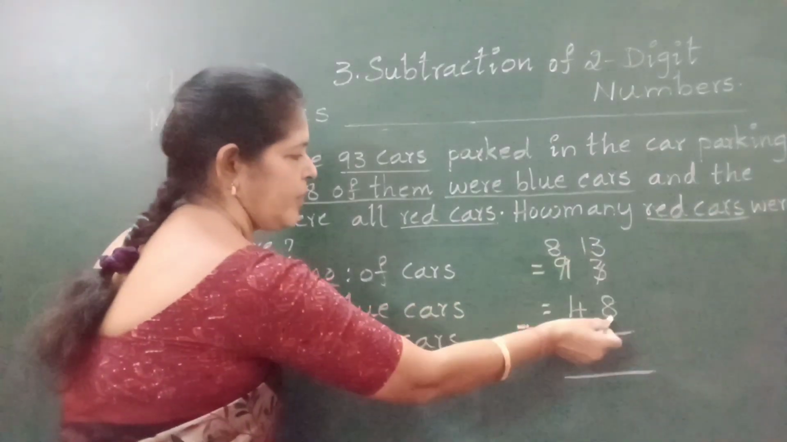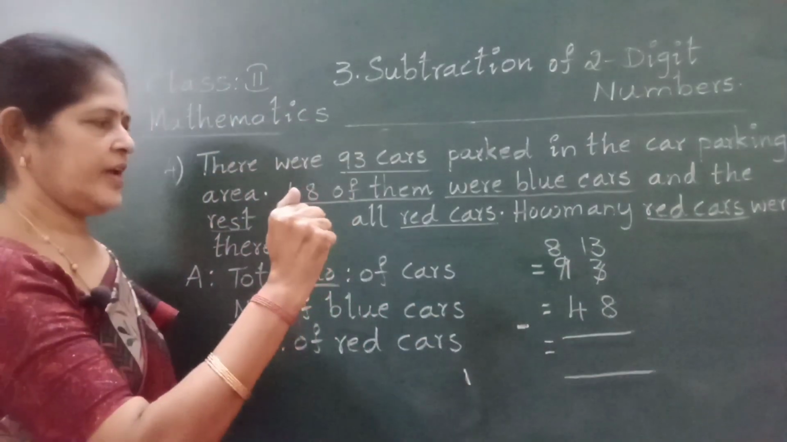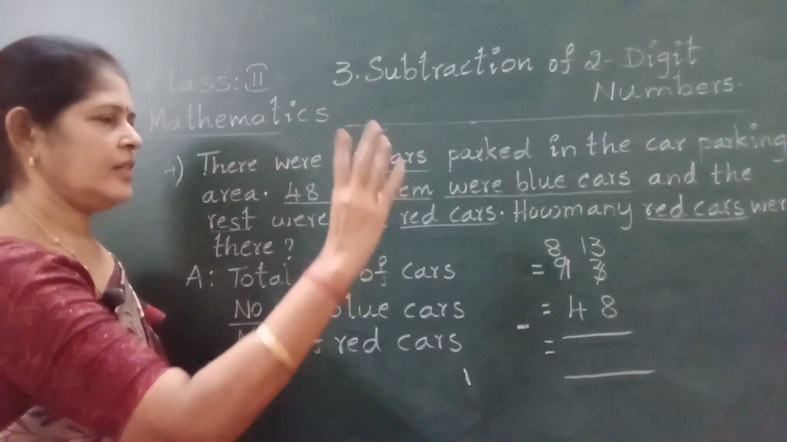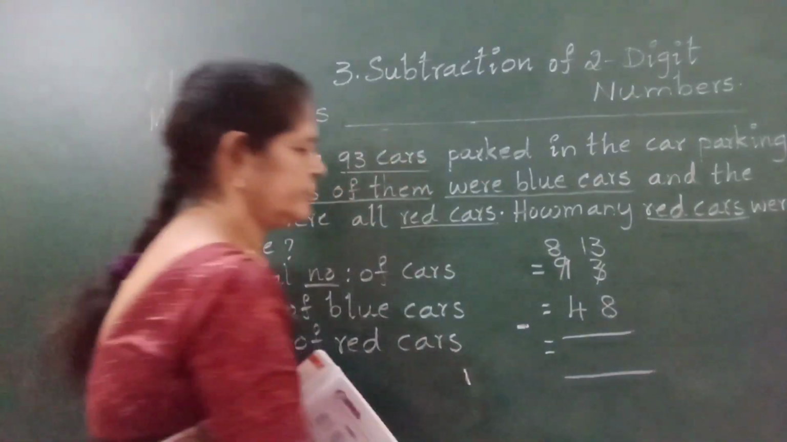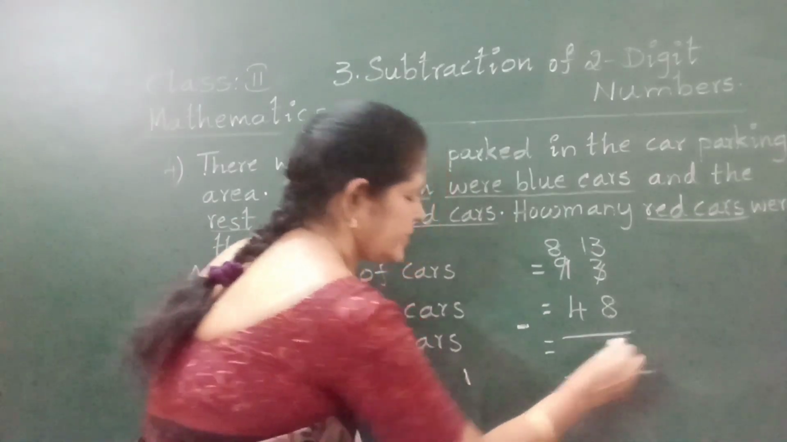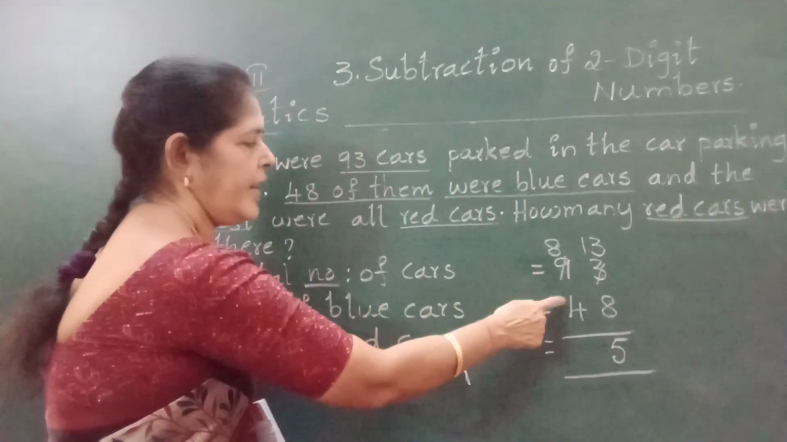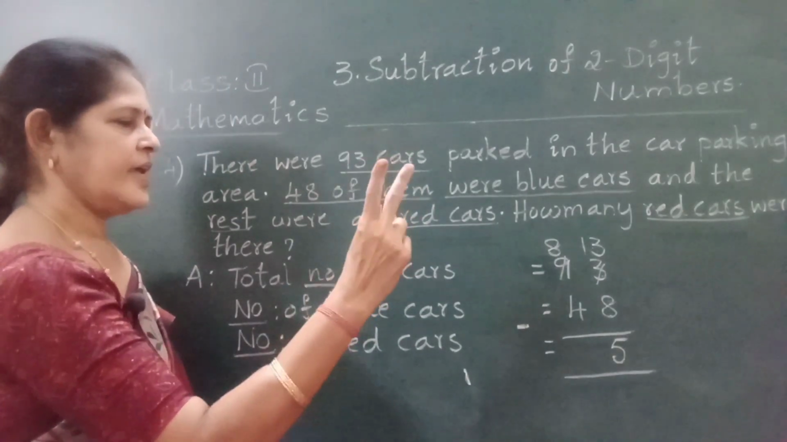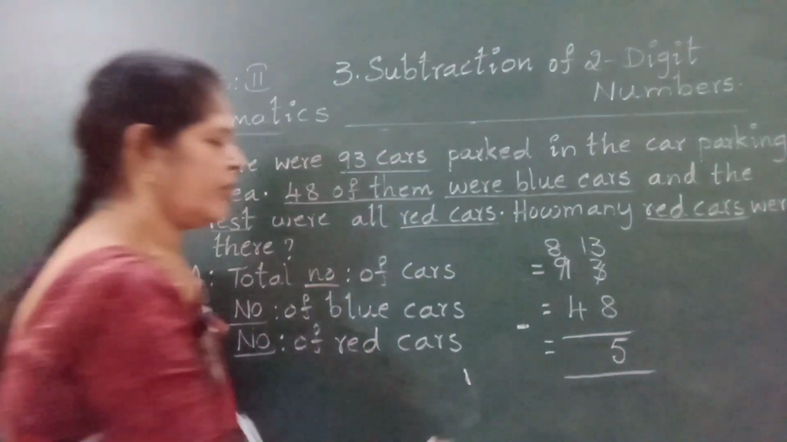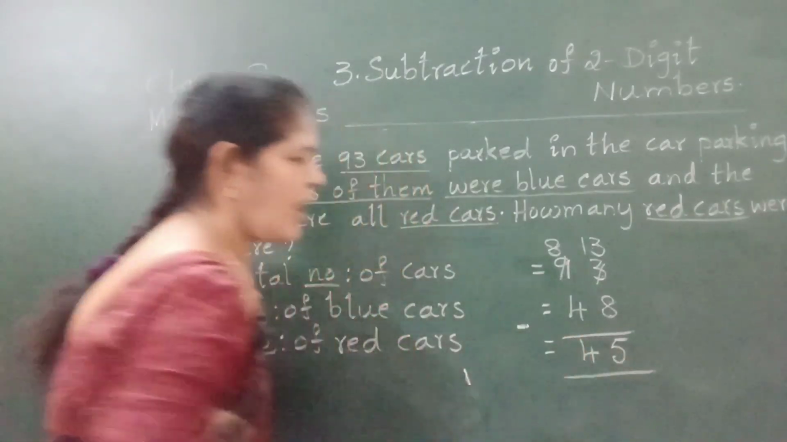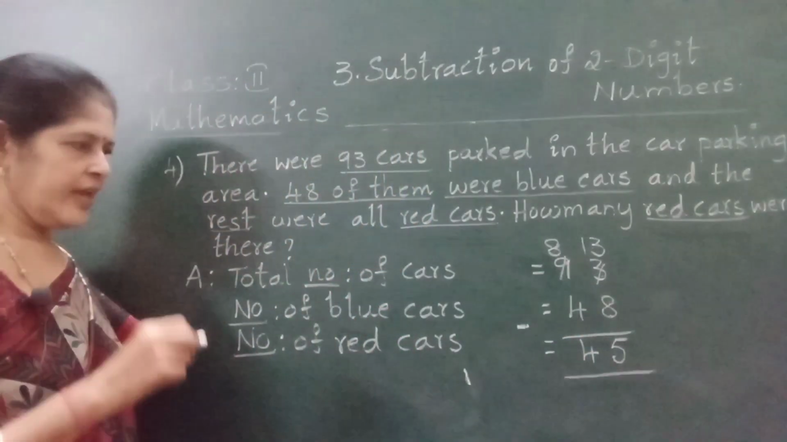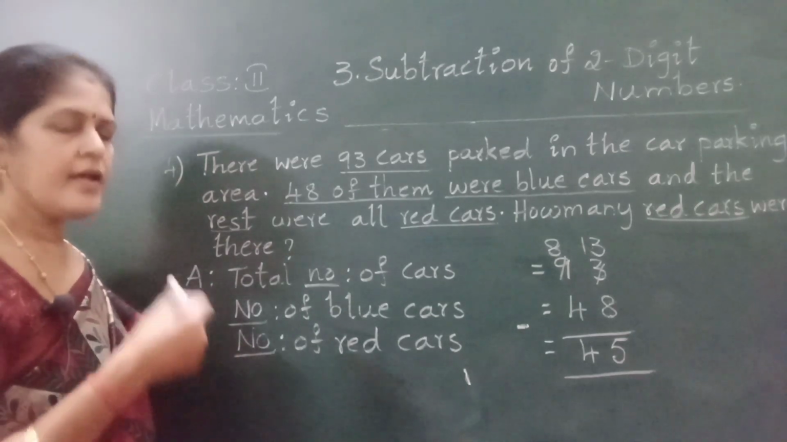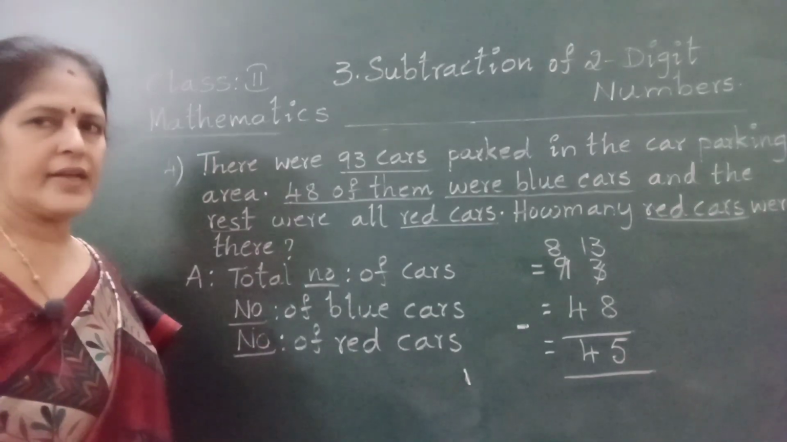Now 13 minus 8. Close fingers, 8, after 9, 10, 11, 12, 13. 5. Write it in the ones place. Next, tens: 8 minus 4. Close fingers, 4, after 5, 6, 7, 8. 4. How many red color cars? 45. We get the answer by subtraction. Here we used the borrowing concept. Understood?